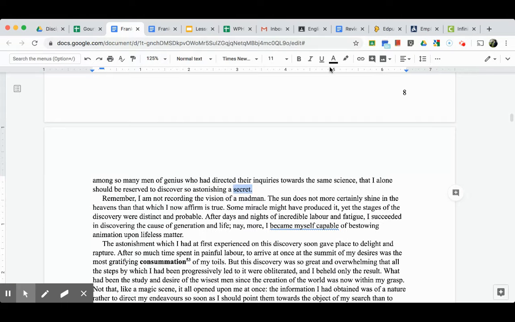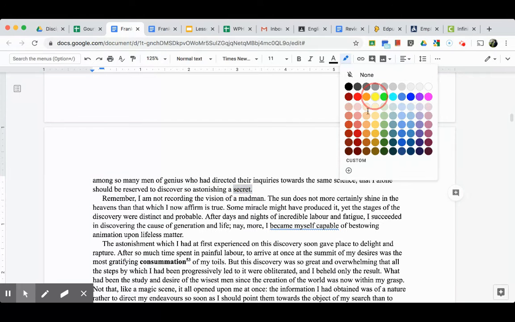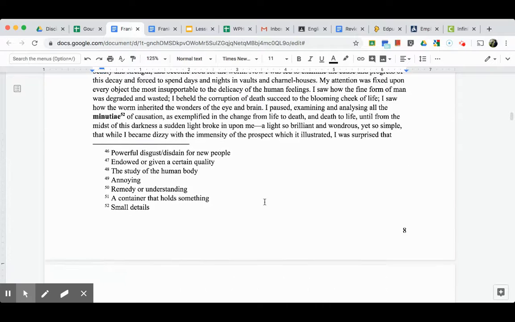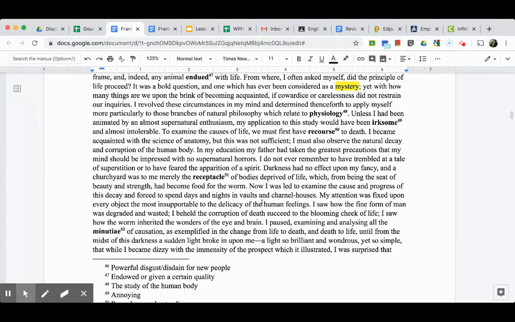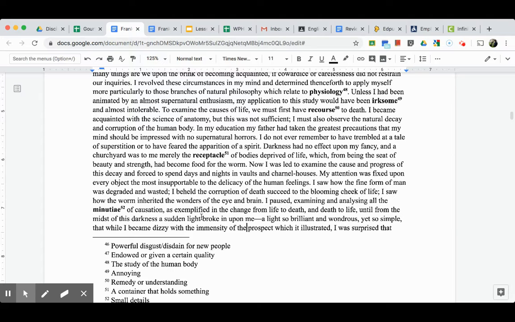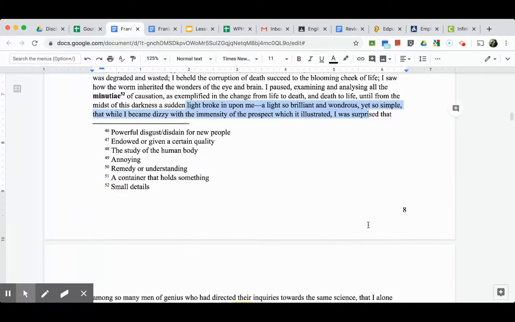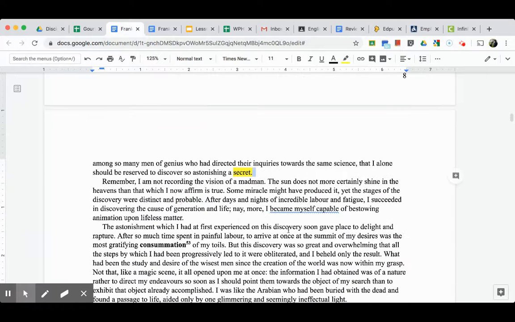Okay, another, we've got mystery, we've got secret, some of those key charged words. The scene here is just, he talks a lot about decay, about death, about carnage. He's obsessed with looking at how things go from life to death and death to life. And suddenly it says a light broke upon him. So I kind of picture like a cartoon when a light bulb appears above their head when they have an idea. So something sparked in him, and he was surprised that no other genius had thought of it before.